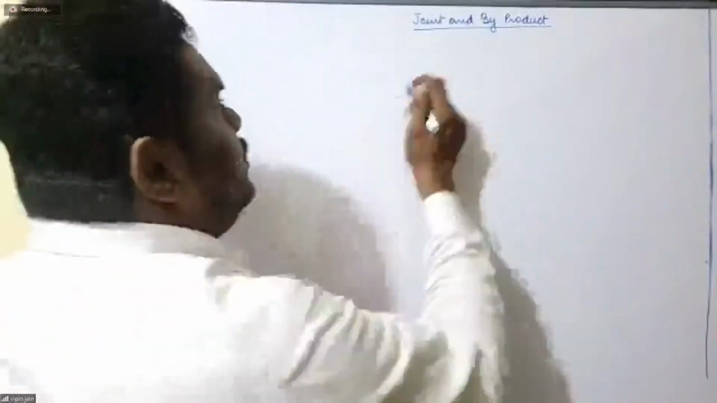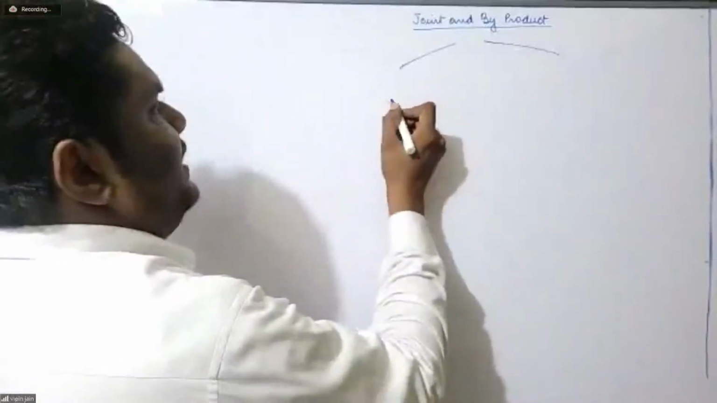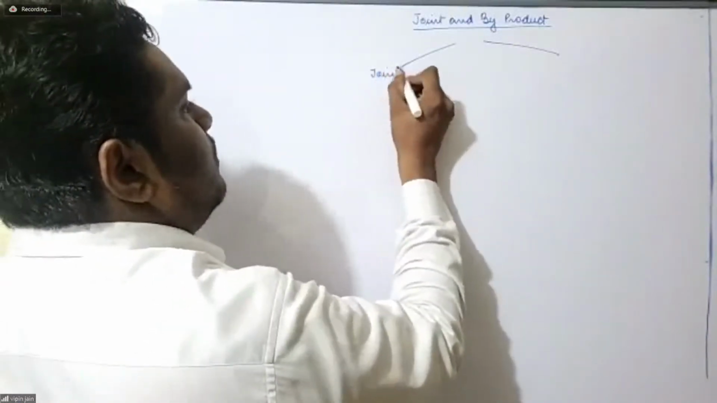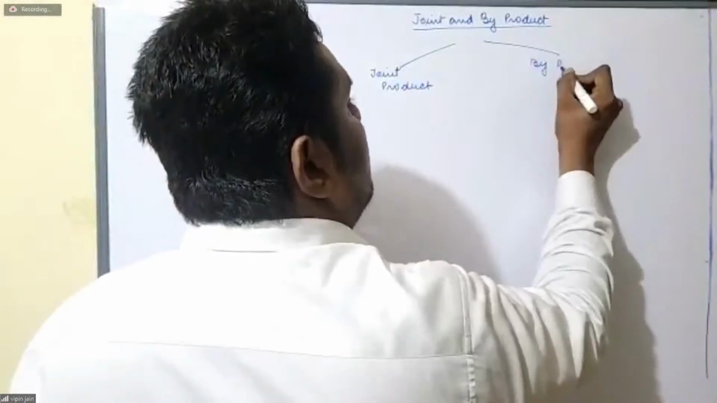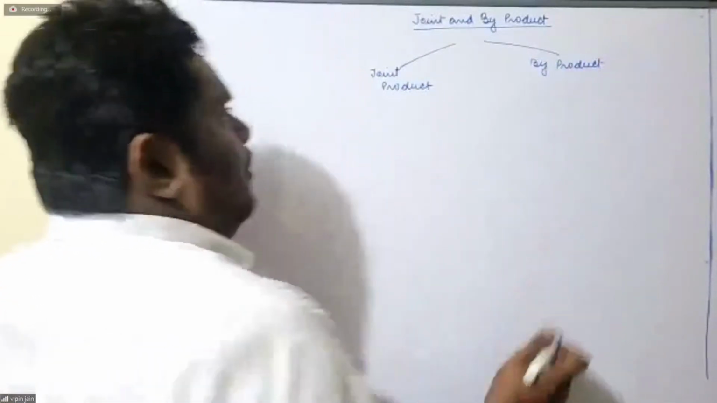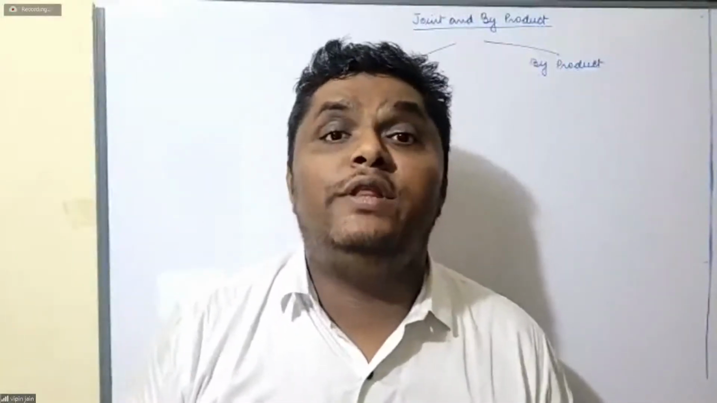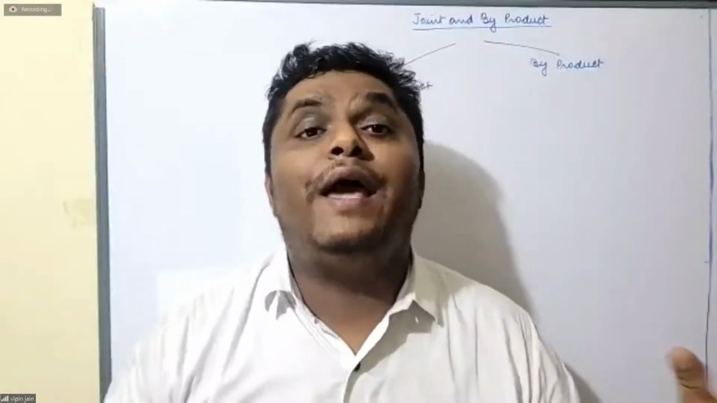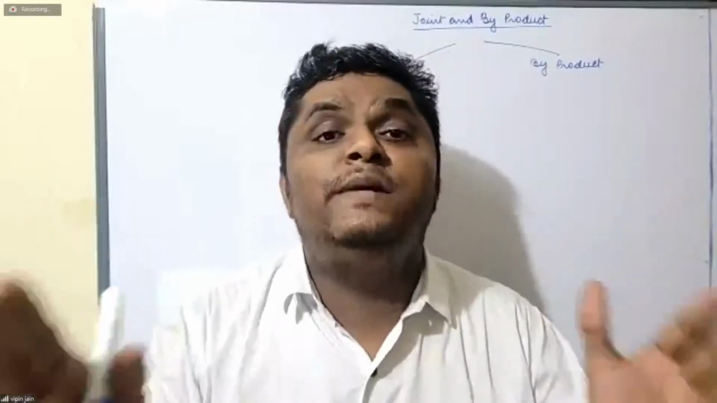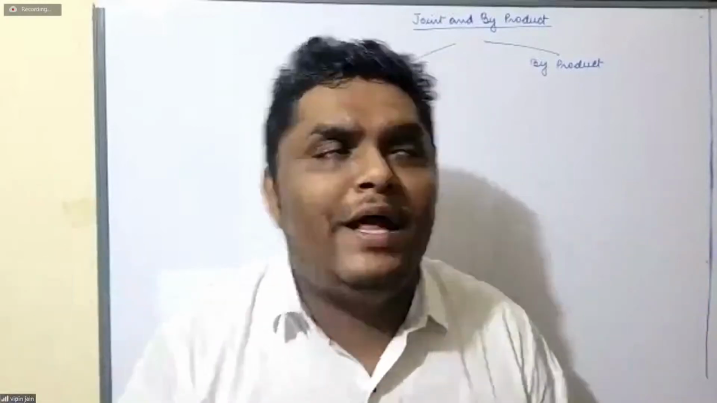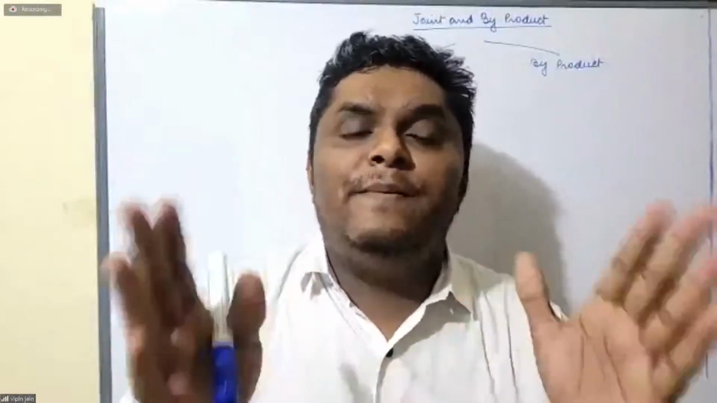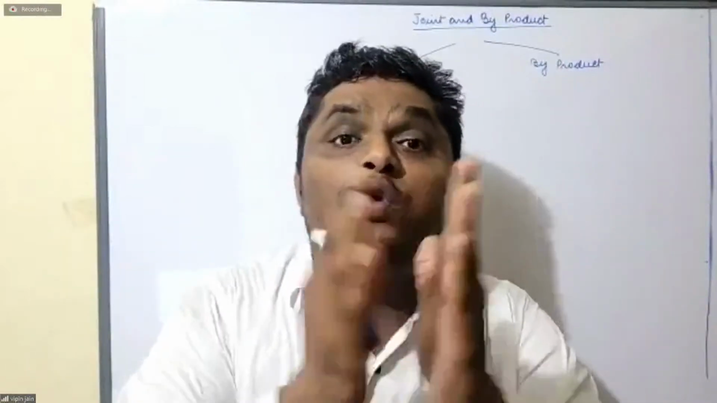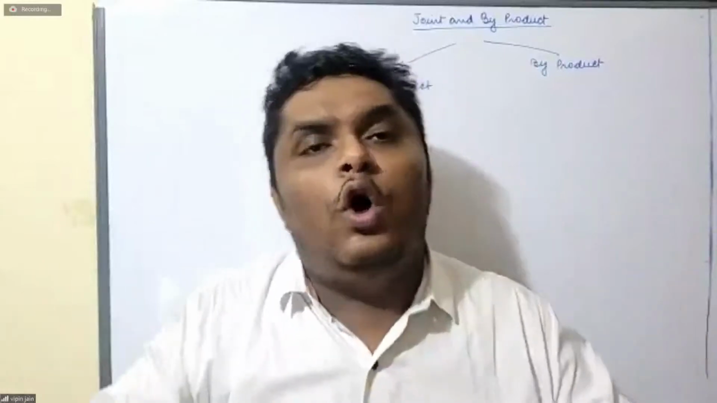So herein, there are 2 points, that is joint product and byproduct. So from a particular process, if two or more than two products emerge out, the question is how to calculate the cost of these two products, how to distribute the cost of the process among these two products. That is all what we'll be discussing in this chapter, that is joint and byproduct costing. So the major exercise what we will be doing in this chapter is to distribute the cost of a process among two or more than two products.